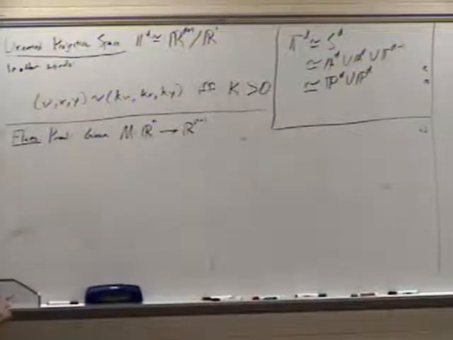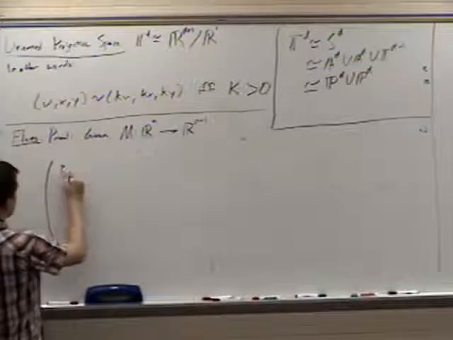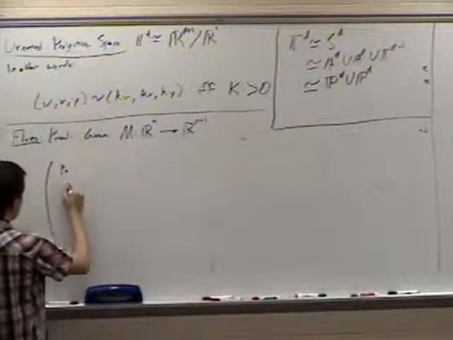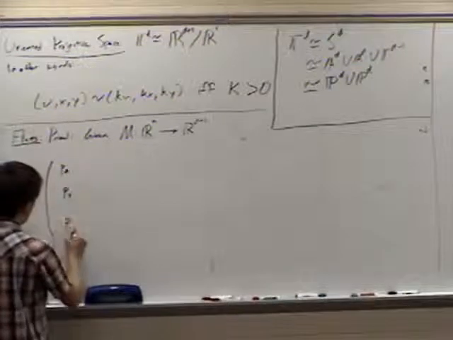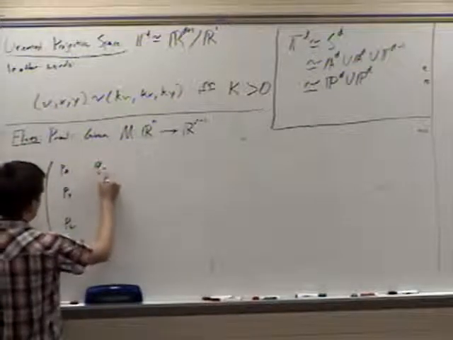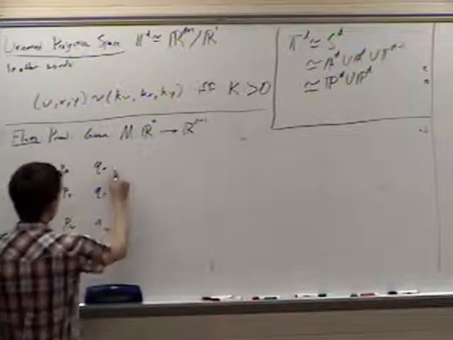So in other words, suppose M is a column matrix. So we'll say it's generated by Px, Py, Pw, Qx, Qy, Qw.